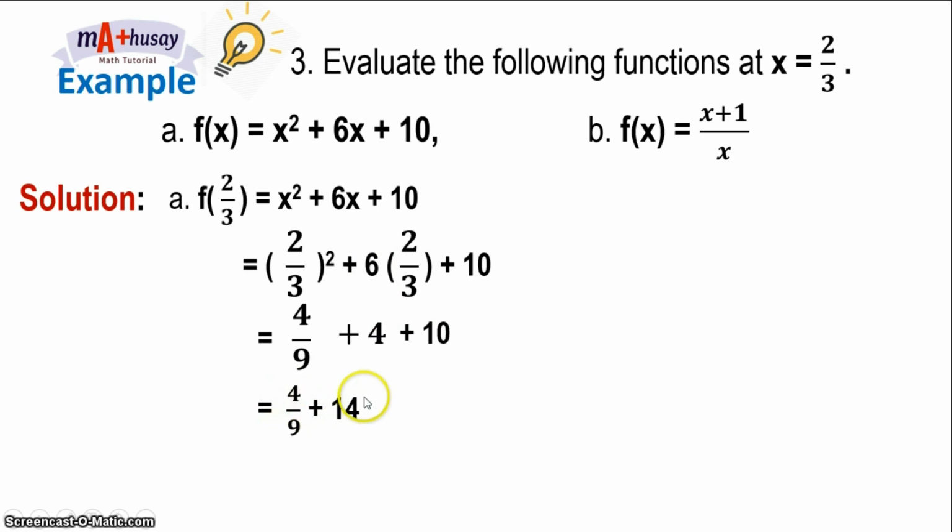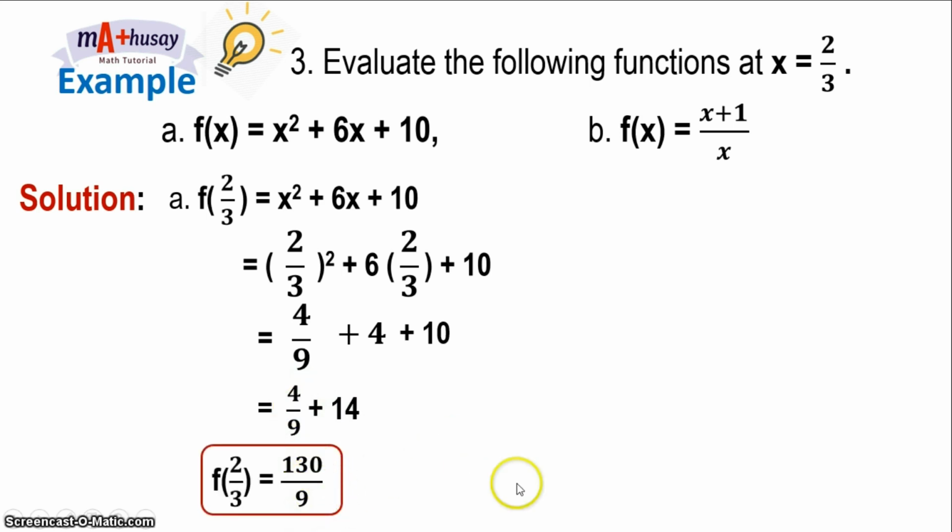So, ngayon, nag-a-add tayo ng fraction at whole number. So, ang mabilis na way para i-simplify ito ay i-multiply natin si 9 sa 14. Tapos, kung ano yung product, i-add natin sa 4. So, 9 times 14 is 126. Plus 4, that's 130. So, copy the denominator, which is 9. So, f of 2/3 is equal to 130 over 9.